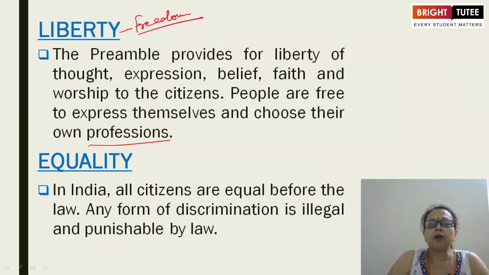And the preamble also provides for liberty of thought. This is up to us. We have our thinking, and we can express our ideas, our views. Faith and belief is also as per our choice; we can worship any of the gods and goddesses. This way we have equal status. And we are free also to express ourselves and choose our own profession.